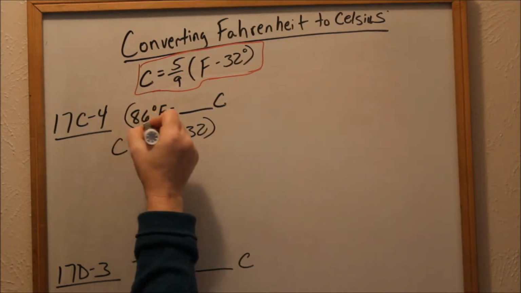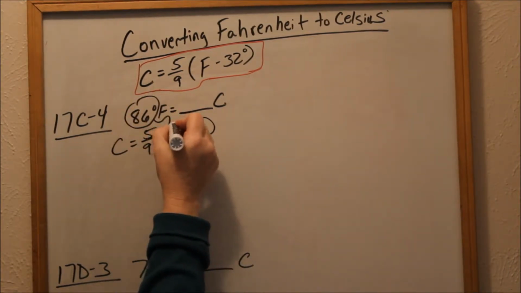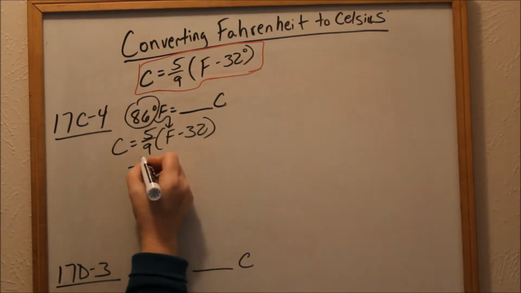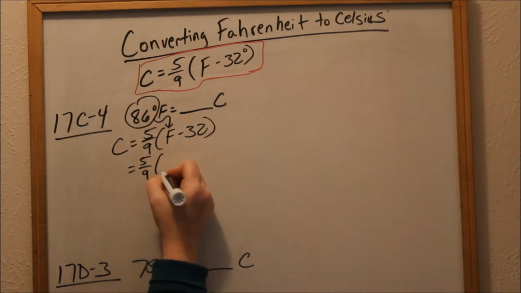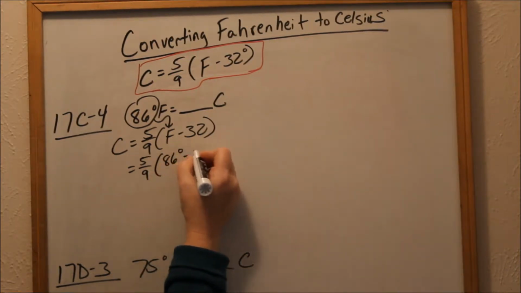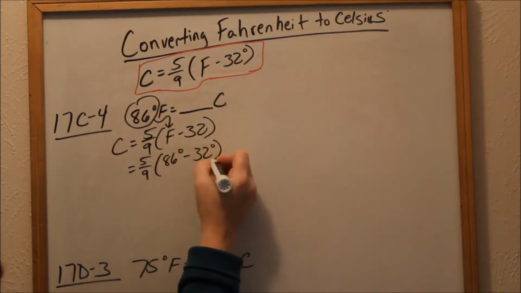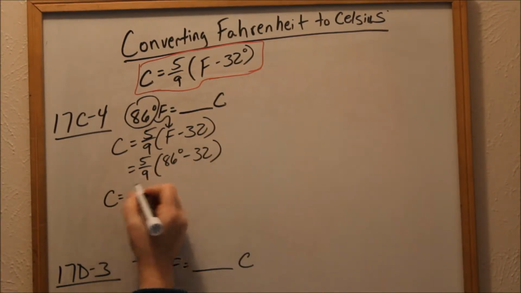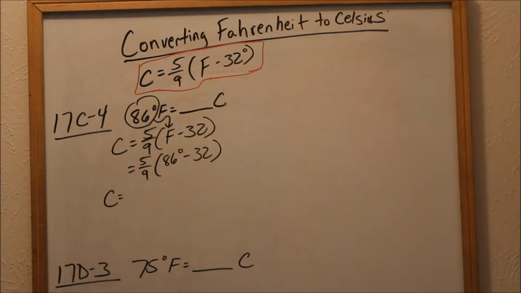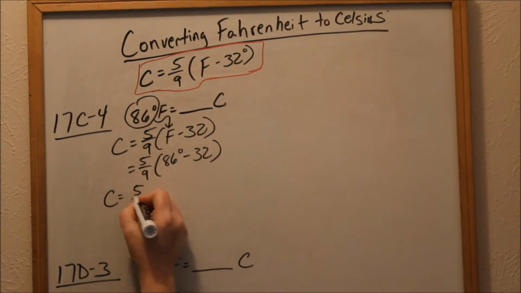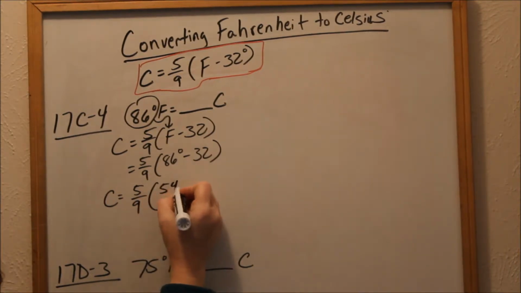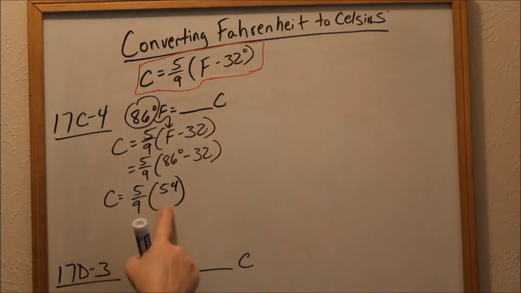So, take your Fahrenheit that you know and put it in here for F, because the F represents the Fahrenheit temperature. So that means 5/9 times 86 degrees minus the 32 degrees. So, do your parentheses first. So that would be 5/9. 86 minus 32 is 54. So this is 5/9 times 54.